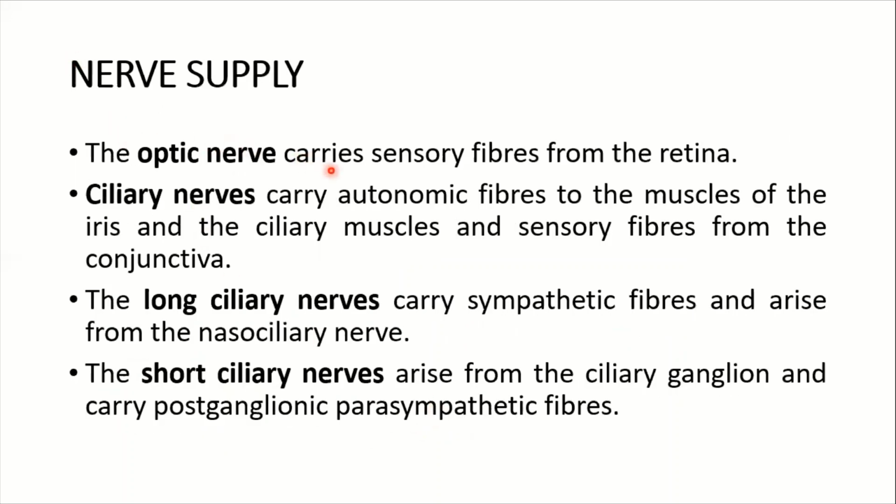So the optic nerve carries sensory fibers from the retina. We're talking about the nerve supply, and the ciliary nerves carry autonomic fibers to the muscles of the iris and the ciliary muscles, and sensory fibers from the conjunctiva. The long ciliary nerves carry sympathetic fibers and arise from the nasociliary nerve. The short ciliary nerves arise from the ciliary ganglion and carry postganglionic parasympathetic fibers.